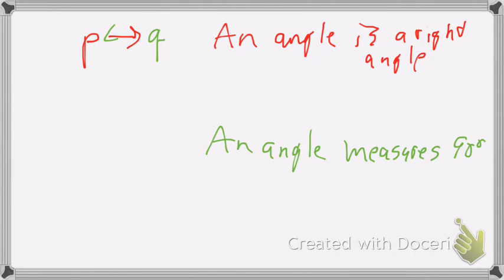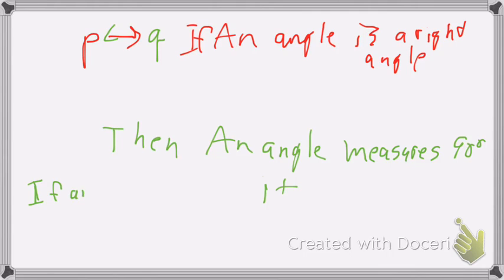The other way to do this is to write it as a true if-then statement. So we'd write, if an angle is a right angle, then it measures 90 degrees. That'd be one statement, and then we'd write the converse of that as the other. If an angle measures 90 degrees, then it is a right angle.